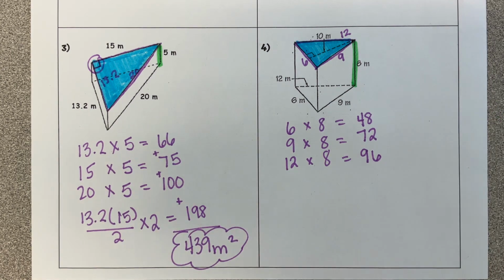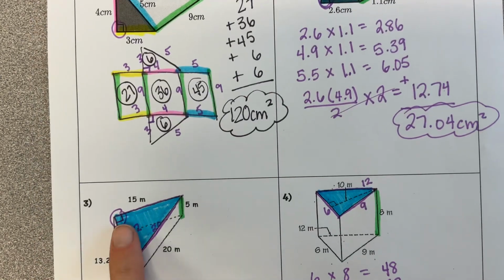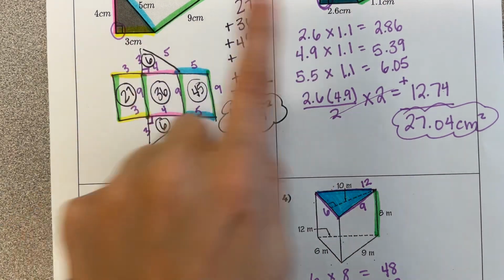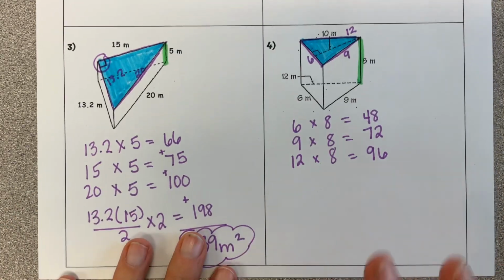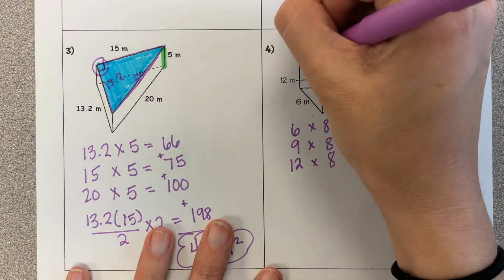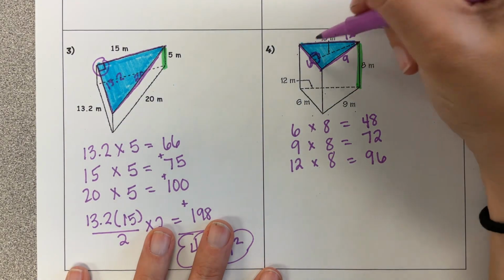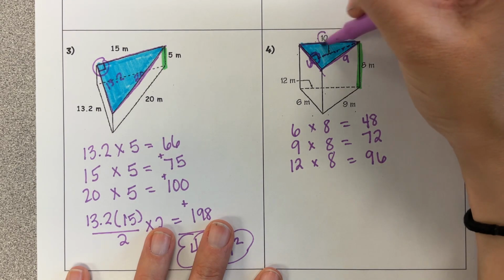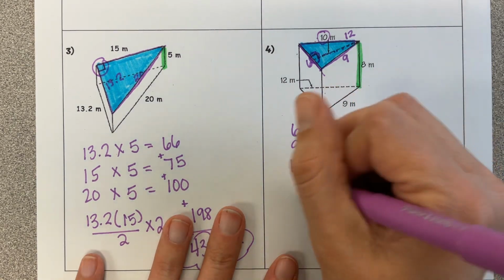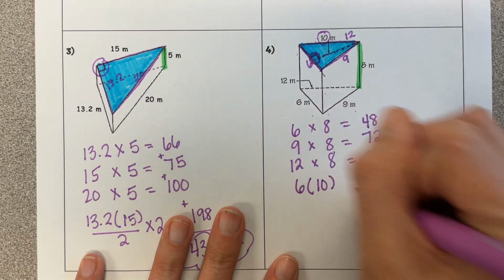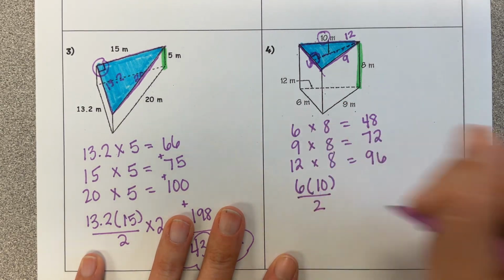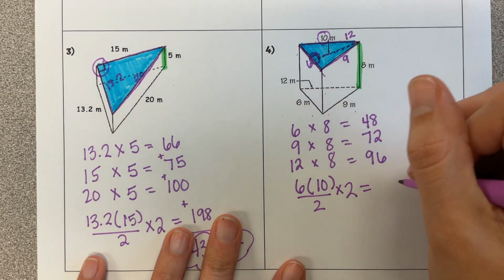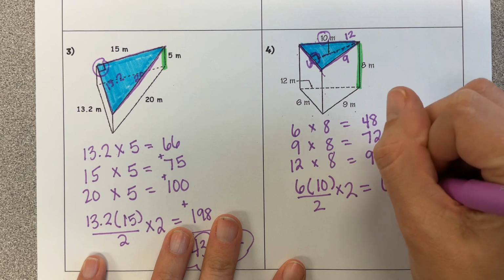Now, for our area, all the other 3 had 2 of the side lengths be your base and height because they were connected at a 90-degree angle. They were right triangular prisms. This one is not. You'll notice we have our 90-degree symbol right here. The sides that connect are this side of 6 and this perpendicular height of 10. So for the triangle, we're doing our base of 6 times our height of 10 divided by 2 for one of the triangles, but doubled for 2 of them, which is going to give us 60.